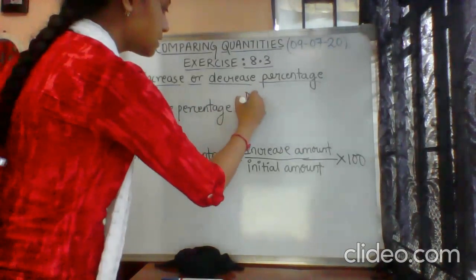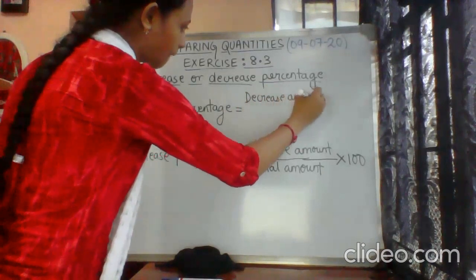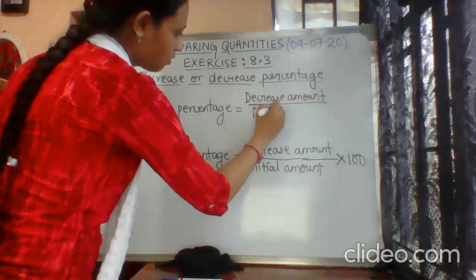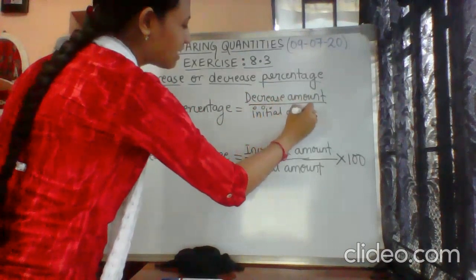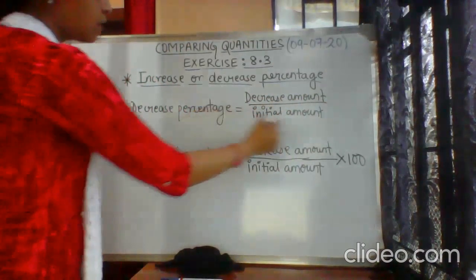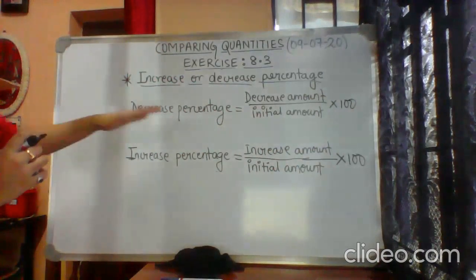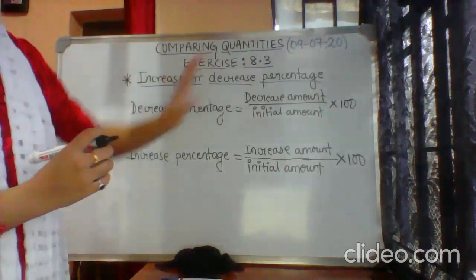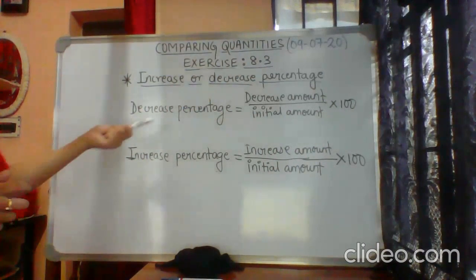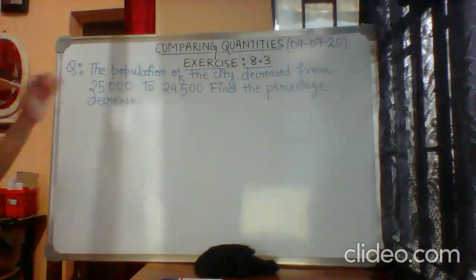So decrease percentage means the decrease amount by the initial amount or initial quantity, anything, amount or quantity you can write, and since we are calculating a percentage, into 100. So in this way we calculate increase or decrease percentage. Now we are going to solve problems so that it will be more clear to you.